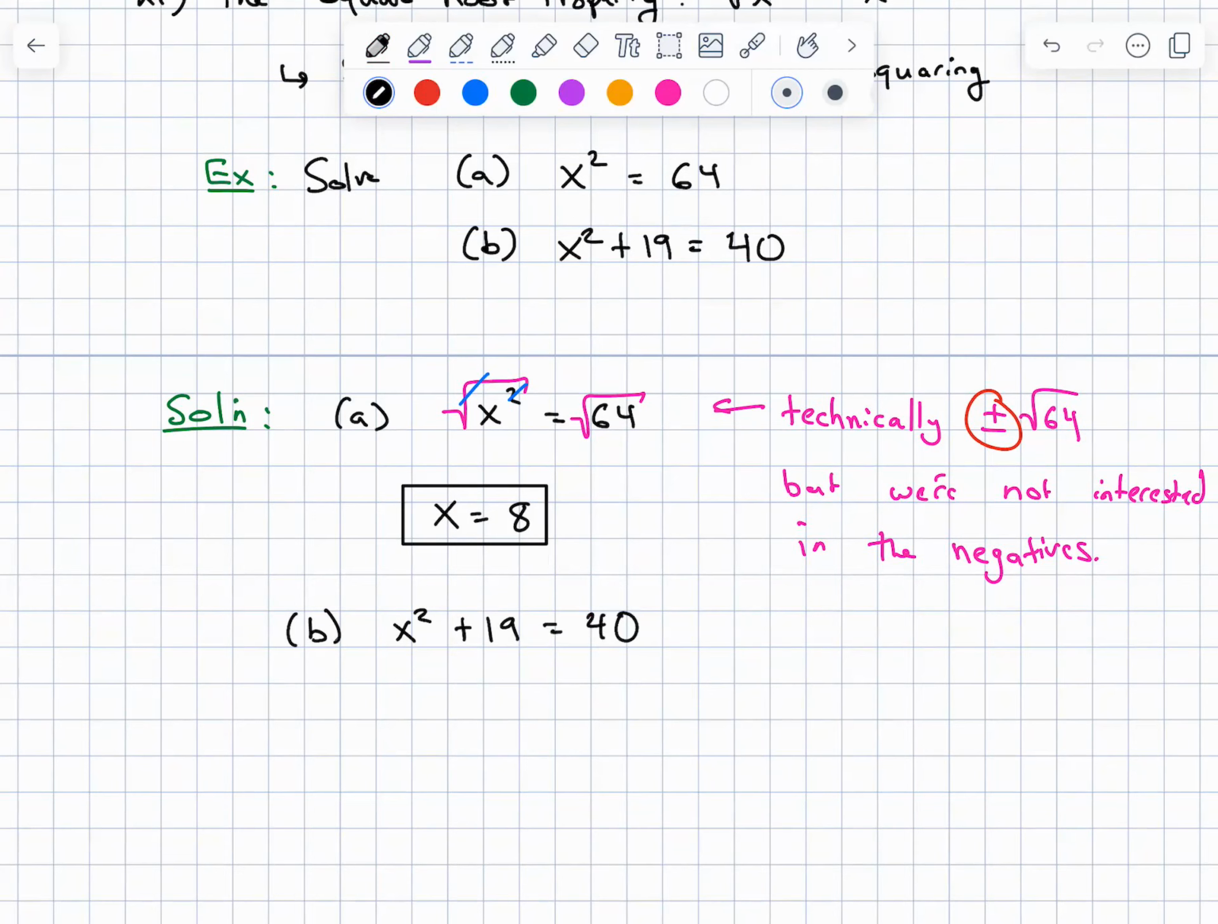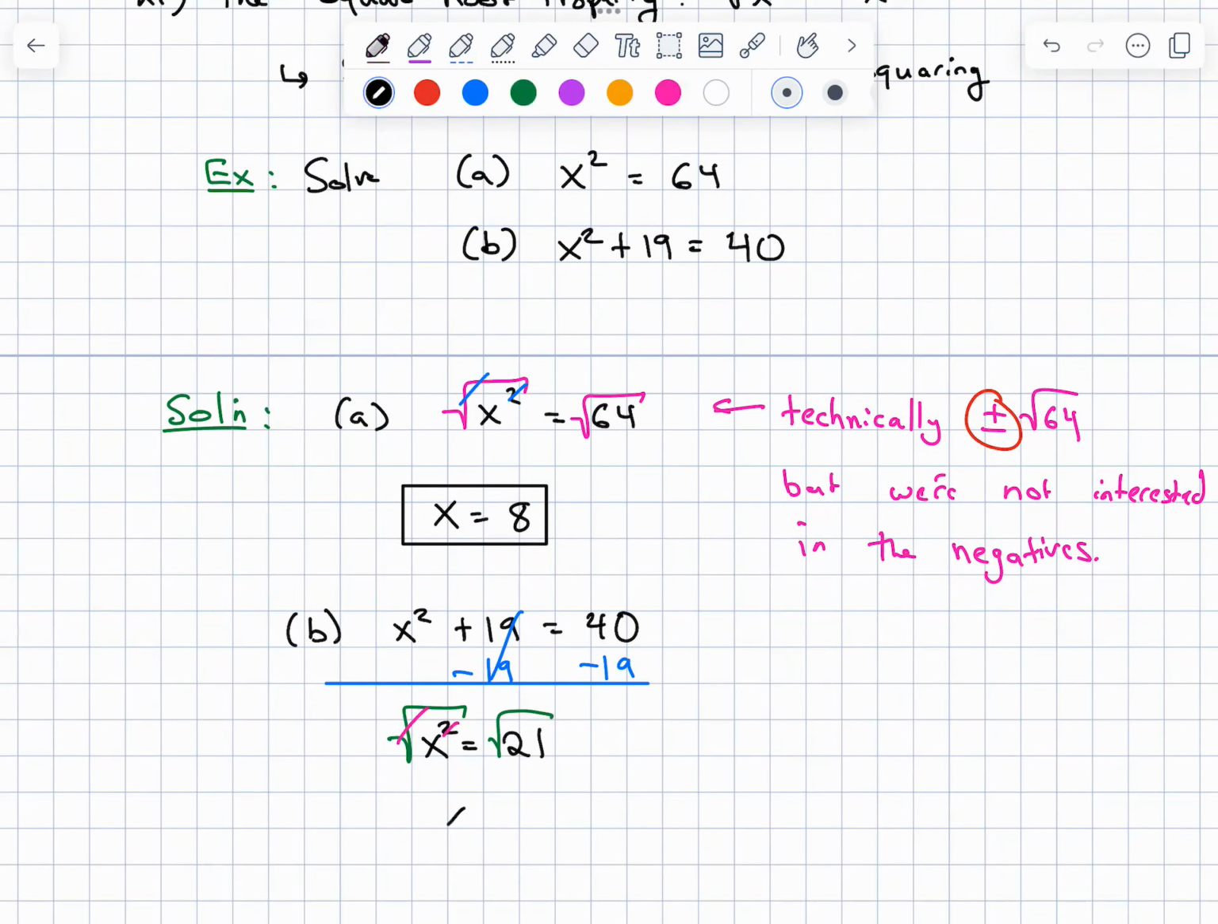So B, x squared plus 19 is equal to 40. Same concept. We want to get rid of the people we don't trust to help us clean our house first. So we need to get rid of that 19 first. So we're going to subtract 19 from both sides. We get x squared is equal to 21. And then, so we have x squared, but we want x. So we'll take the square root of both sides to cancel the square and the square root.